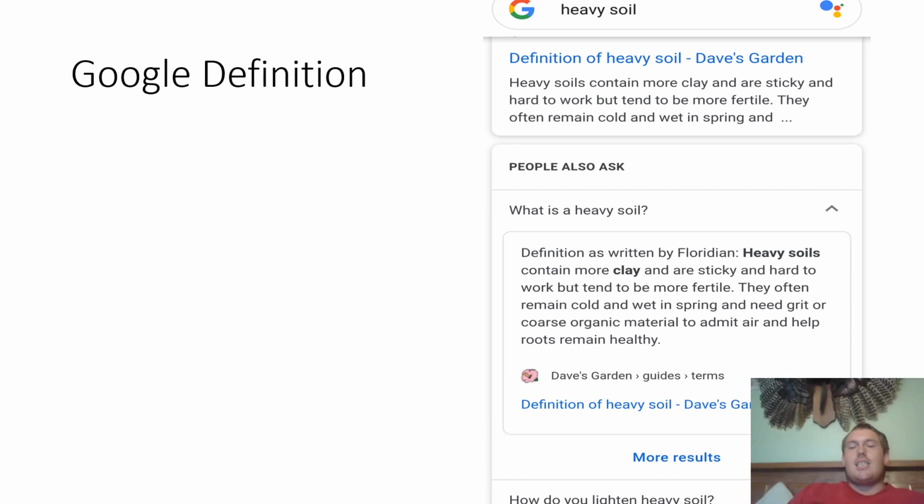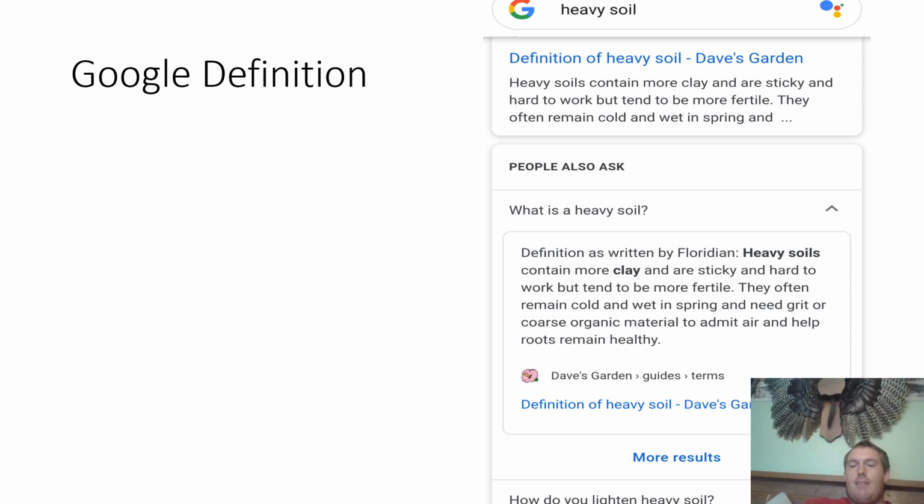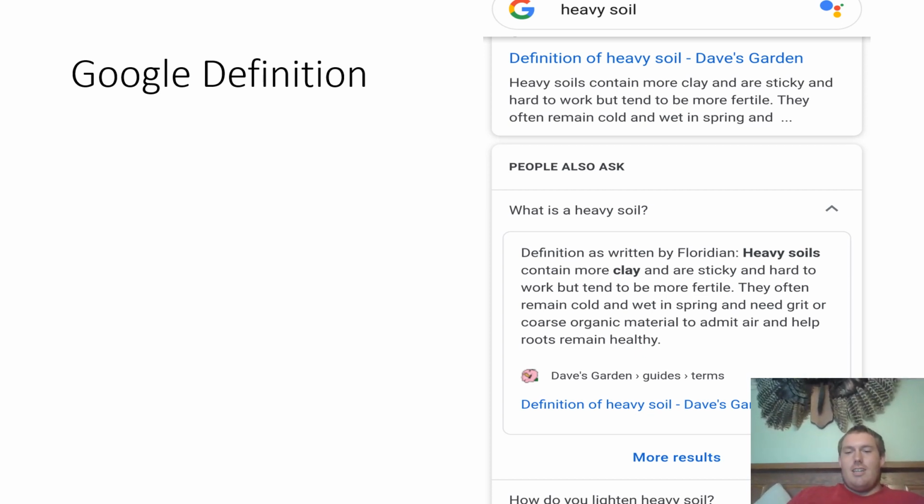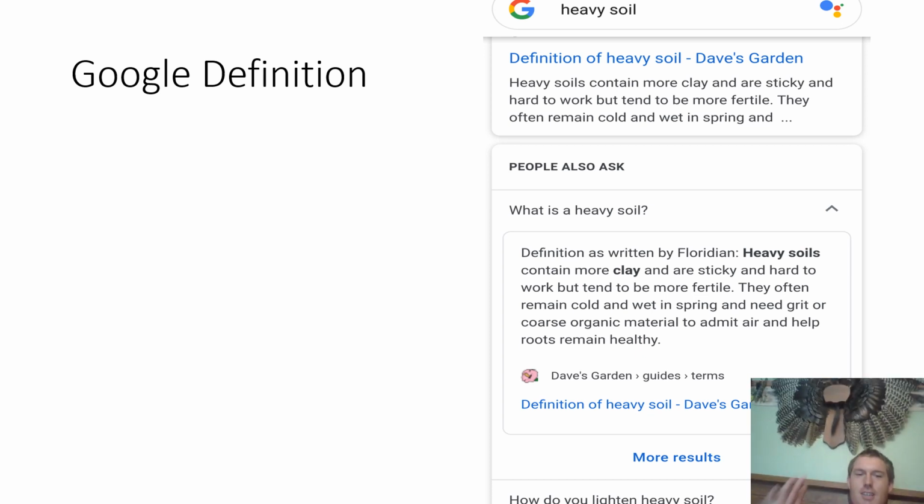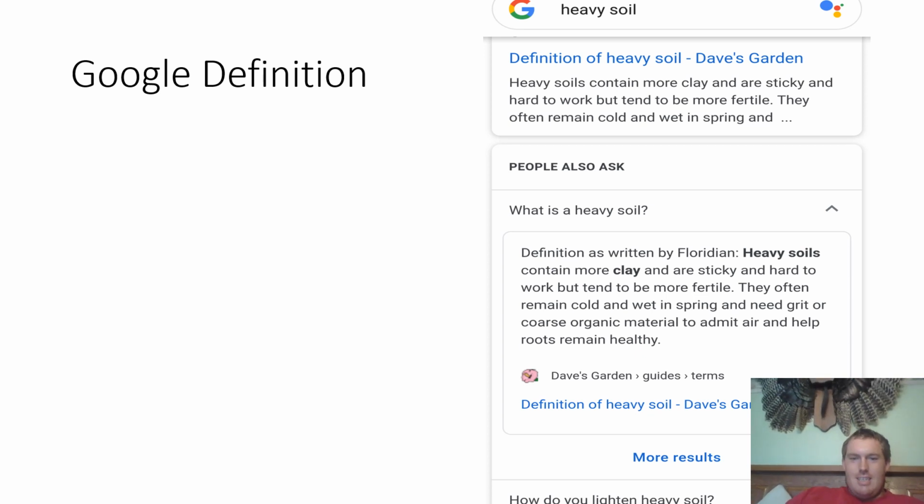And you can add sand to them or coarse organic material to admit air to them. And the false thing about this is clay soils actually have more pore space than sandy soils do. So here's another thing I don't like about this term, heavy soils.